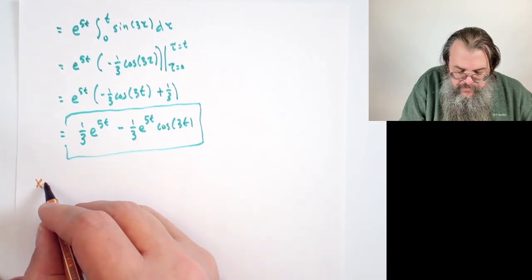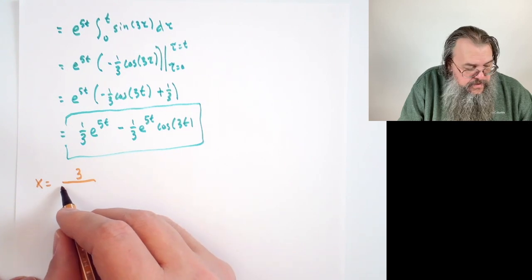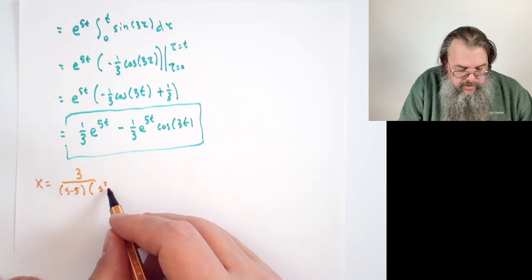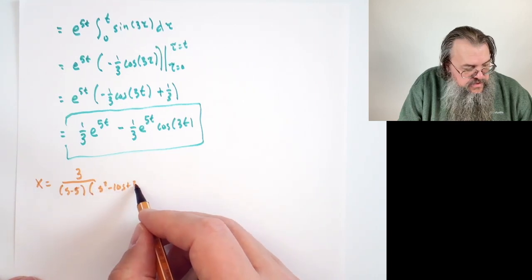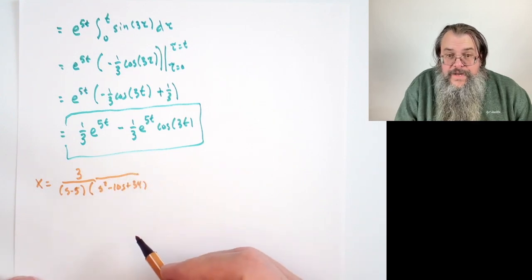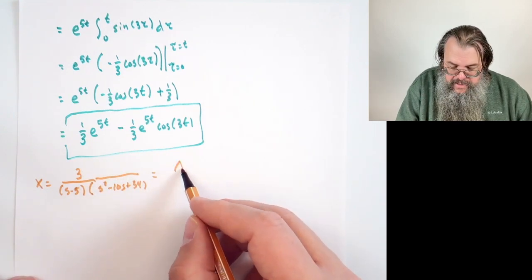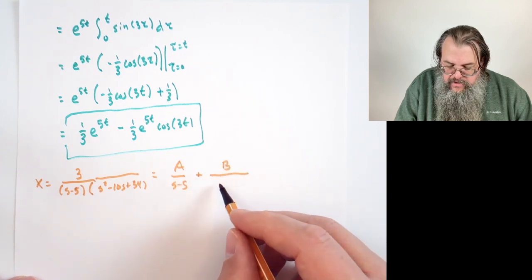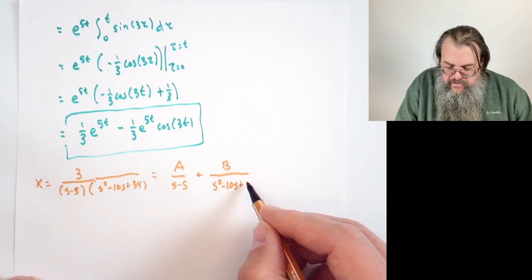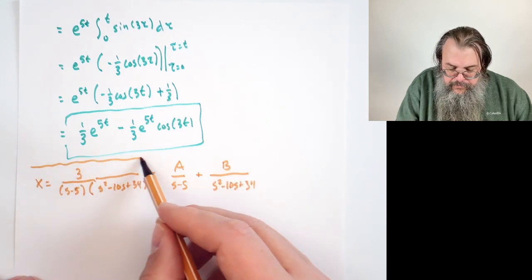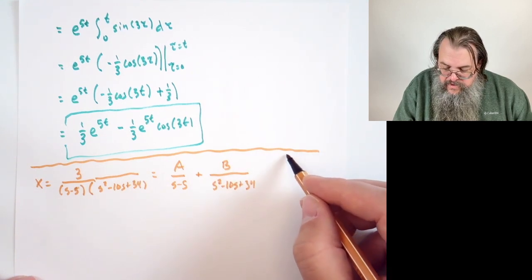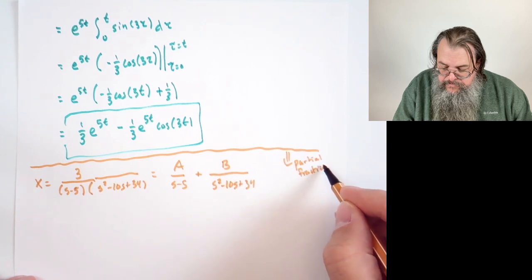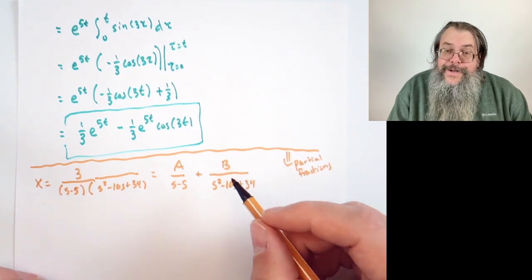So we have 3 over s minus 5, and I'm going to leave this as s squared minus 10s plus 34 for the moment. So that becomes a over s minus 5 plus b over s squared minus 10s plus 34. All right. We'll make some notes. So this part is this if we want to do partial fractions. All right. Well, I made a mistake.